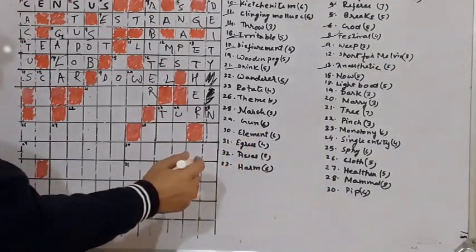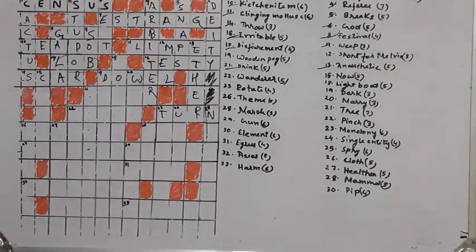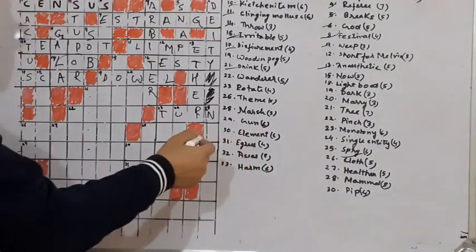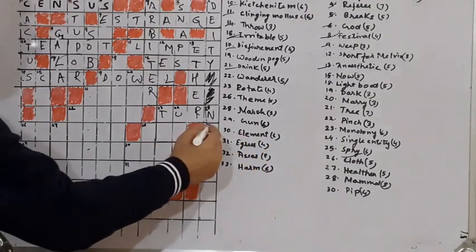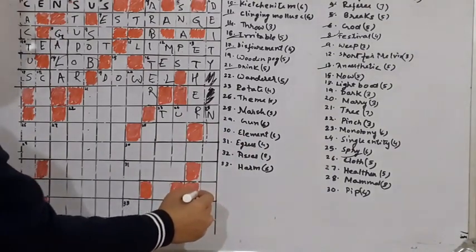25 is spry. It is very active. You are very active. That is called spry, right? Spry means very active. S-P-R-Y, okay. Here, S-P-R-Y. This word means very active. So active, if I write A-C-T-I-V-E, active. Should I write active?